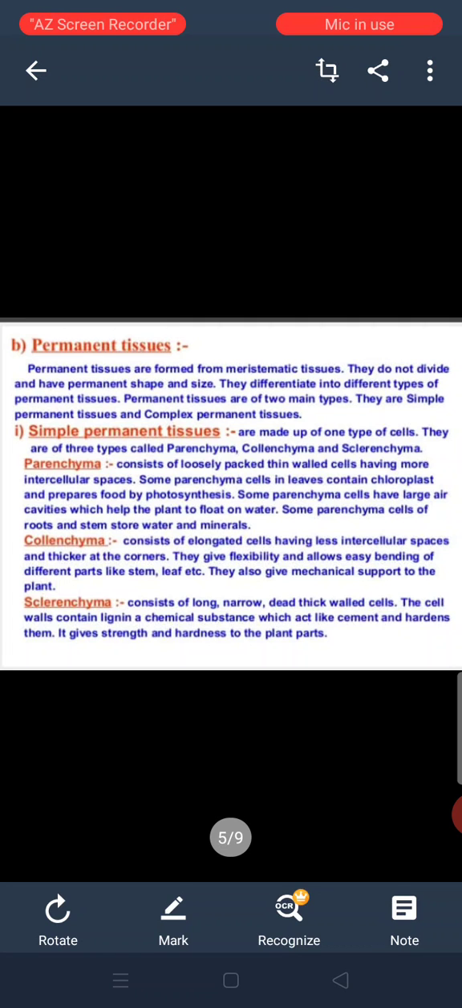Second, collenchyma consists of elongated cells having less intercellular spaces and thicker at the corners. They give flexibility and allow easy bending of different parts like stem, leaf, etc. They also give mechanical support to the plant.